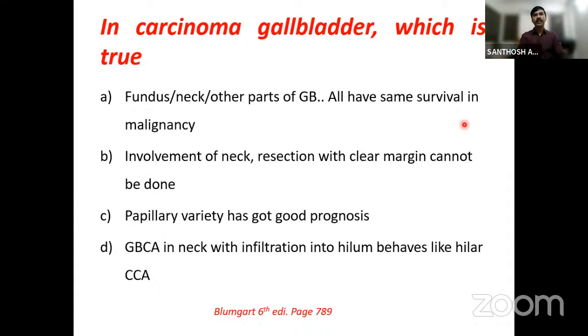Okay. Neck cannot present early. Why should it present early? Only when it has progressed and has involved the hilum can it cause jaundice, and then it can present. By the time it has progressed and involved the hilum, it is already advanced. It is not early.